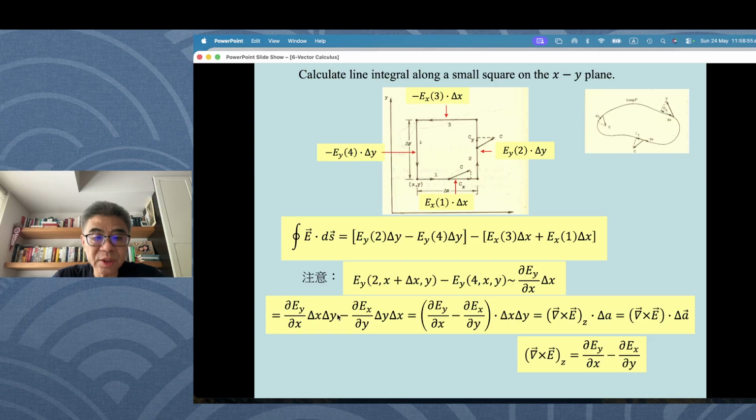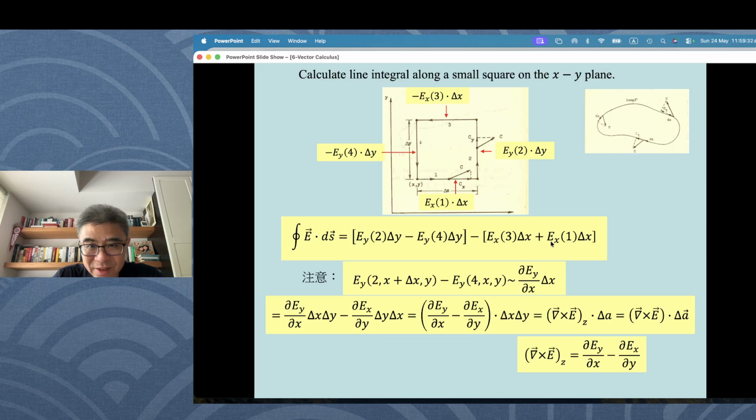Okay, so we finished calculating the first term. The second term could be dealt with likewise. However, here, the third and the first sections, located here and here, are separated by a delta y. Therefore, for this E_x we should take the partial derivative of E_x over partial y, and times delta y, that would be the difference between the two functions.